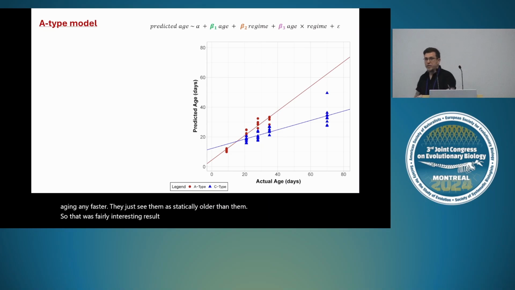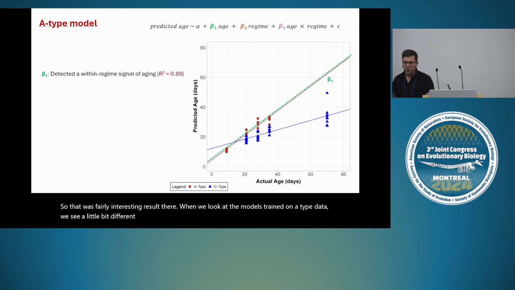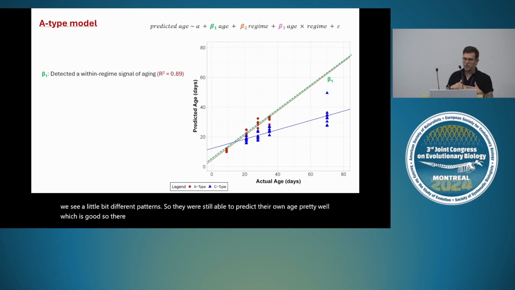When we look at the models trained on the A-type data, we see a little bit different patterns. They were still able to predict their own age pretty well, which is good. So there was still a strong signal of aging generally within the metabolome.